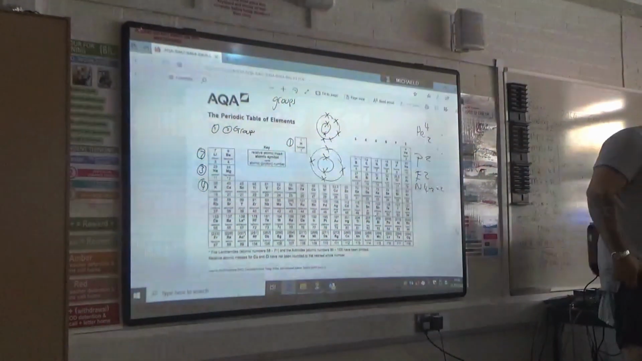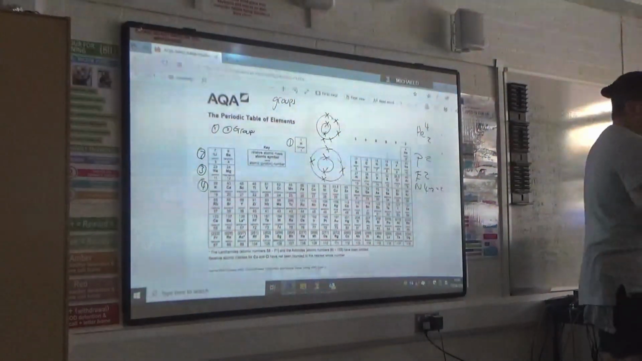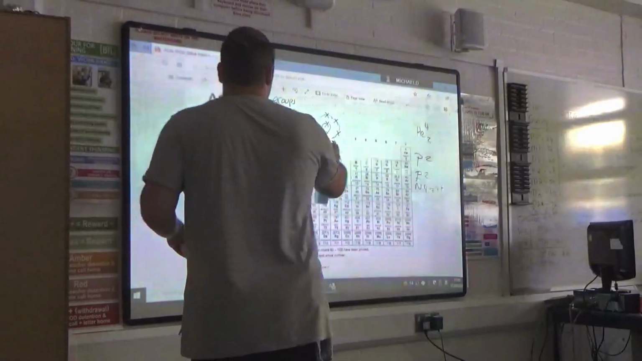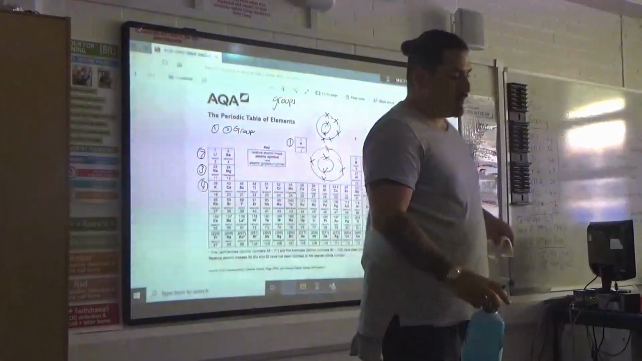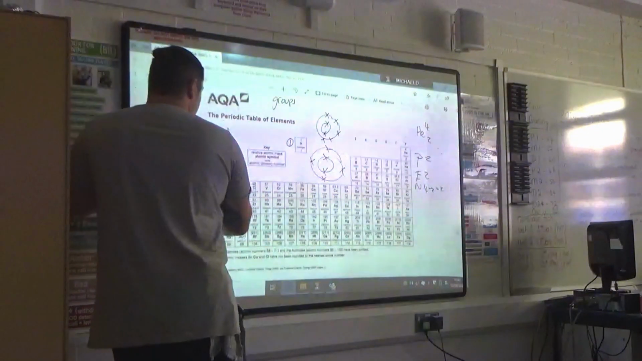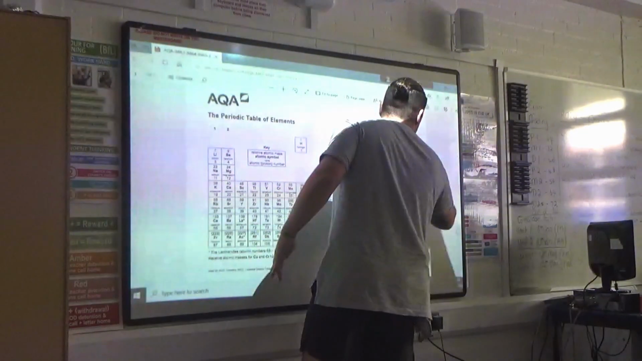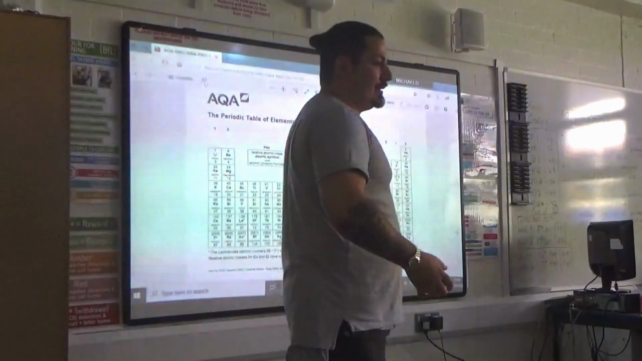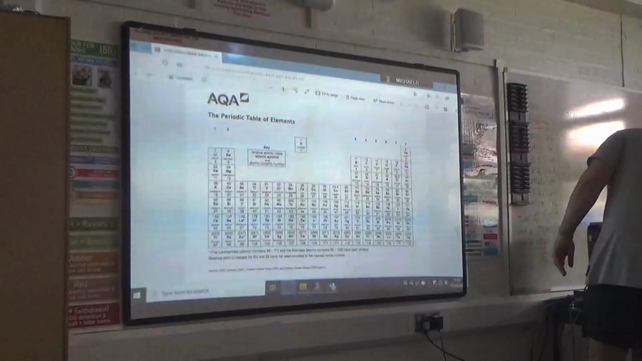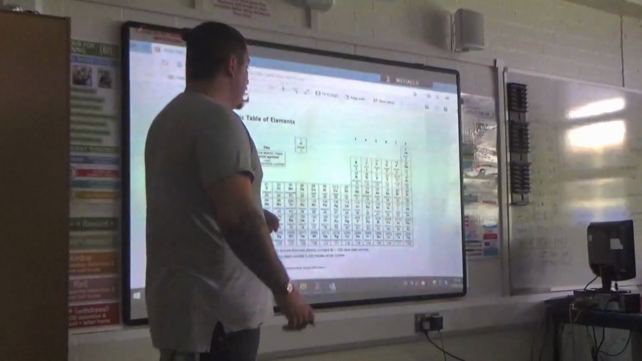How many elements do you have to know? Isn't it the first 10? Nope. Do you have to know every single one? You don't need to know any of them, they're already on there. The only ones that will ever come up in your tests is the first 20. How do you know which ones are the first 20? They're on the sheet, and what have they got underneath? 20. Exactly.